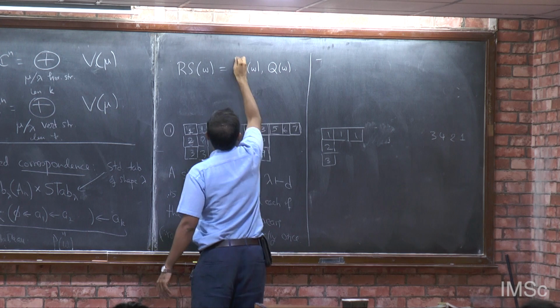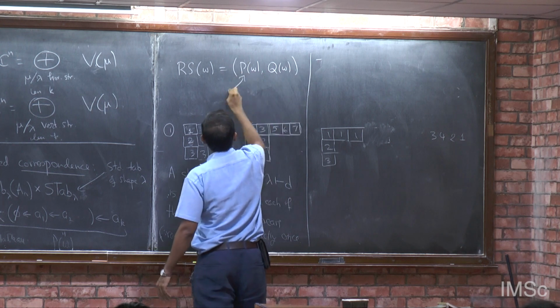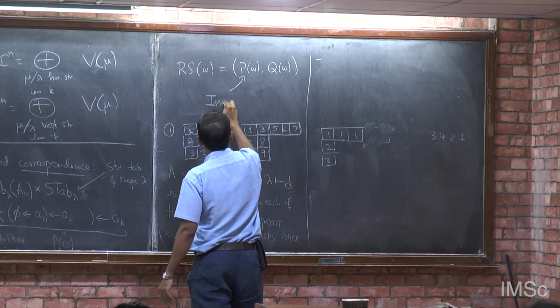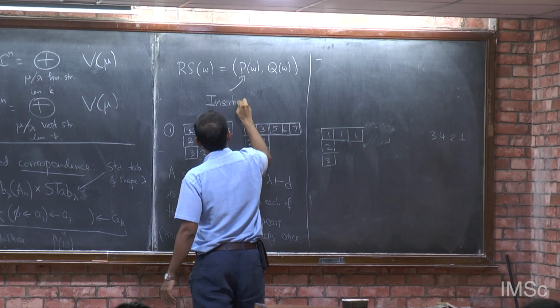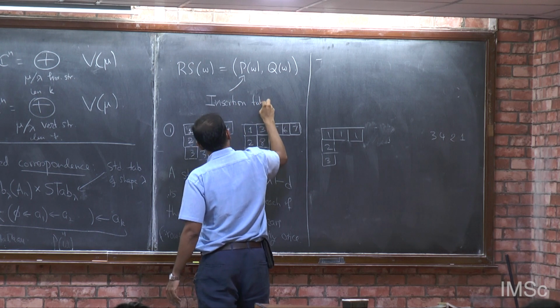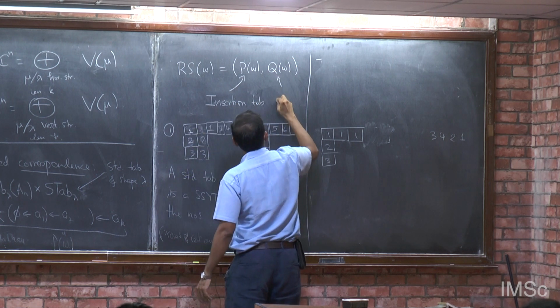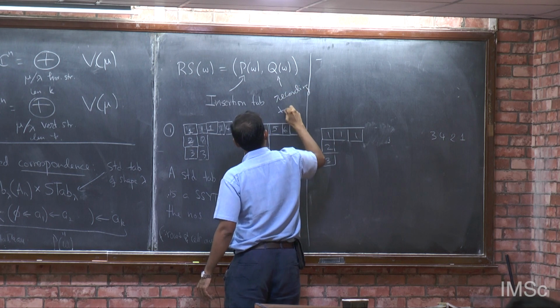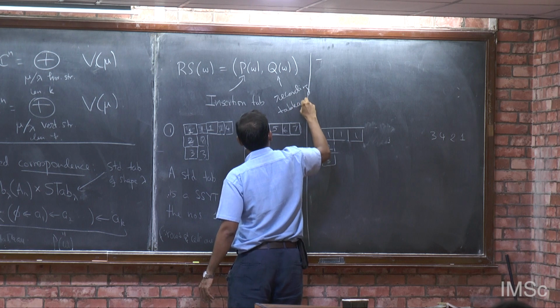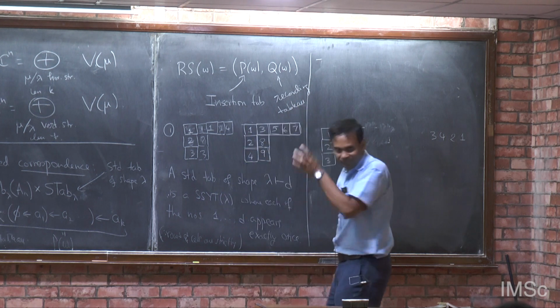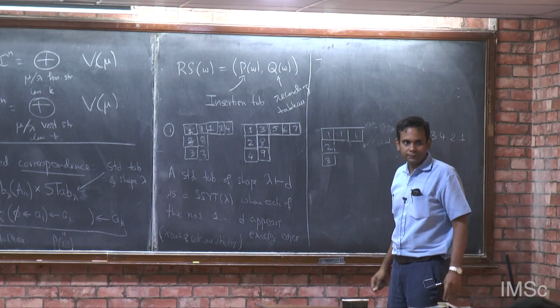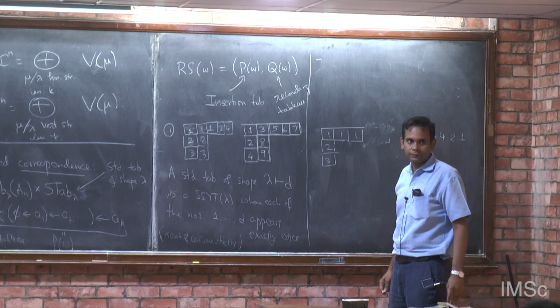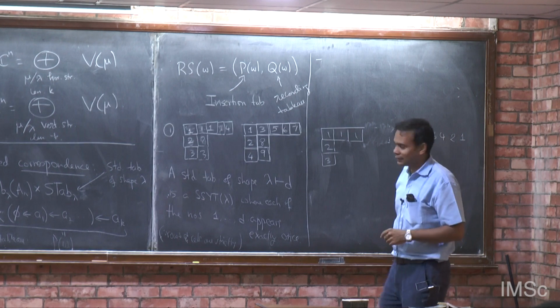So this is called the insertion tableau, and this is called the recording tableau, because it records the order in which things happened. Does this have a representation? Yeah, I will come to that in a minute.